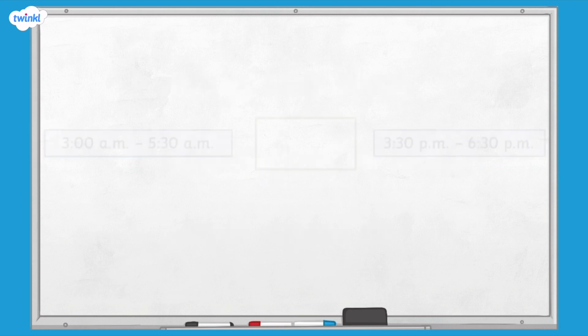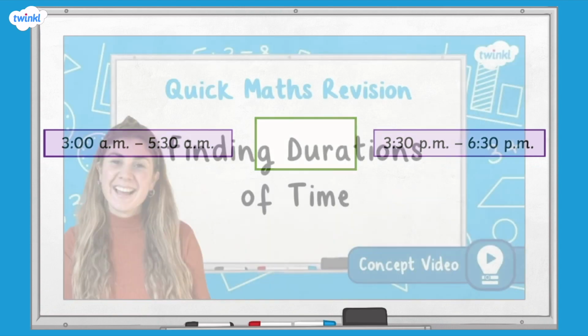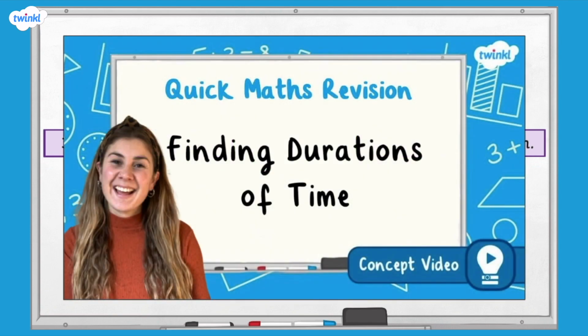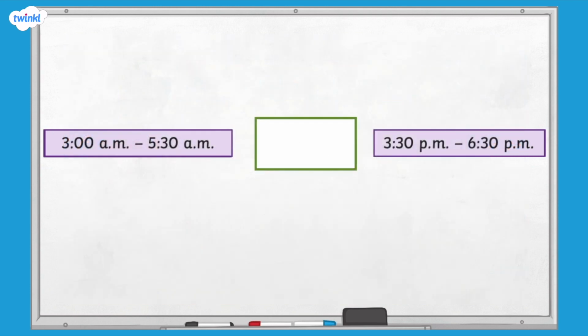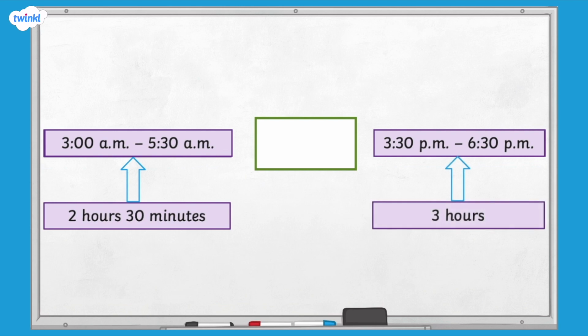If we wanted to compare these two durations, we would need to work out the length of each duration first. If you'd like to find out more about finding durations of time, you can check out our video on the Twinkl website. The duration of the first activity is 2 hours and 30 minutes, and for the second activity, the duration is 3 hours. Therefore, the duration of the first activity is less than the second activity.